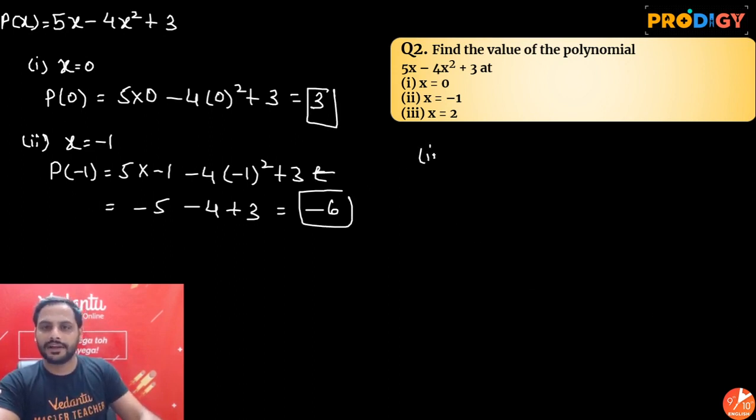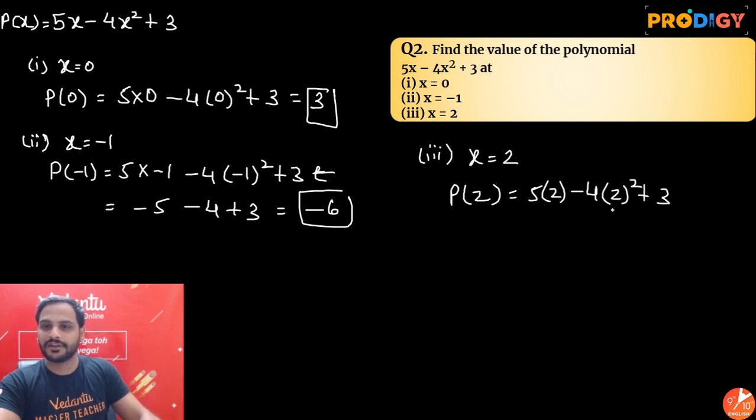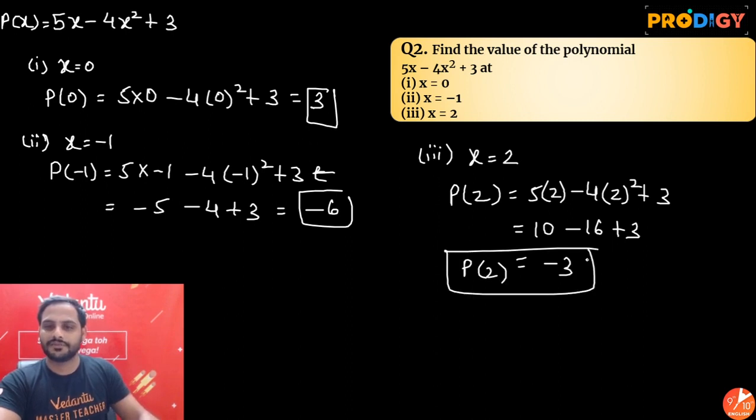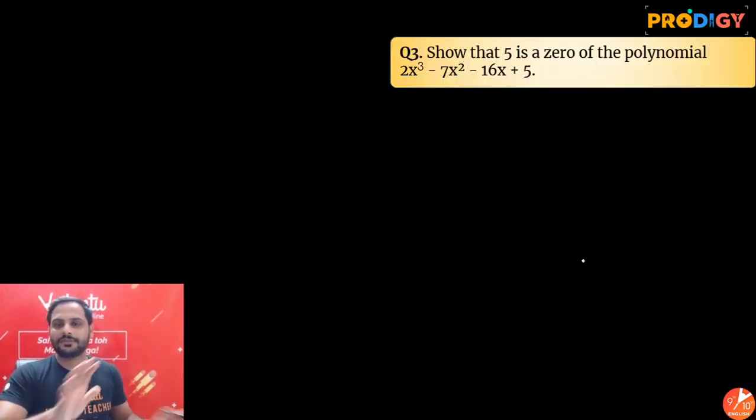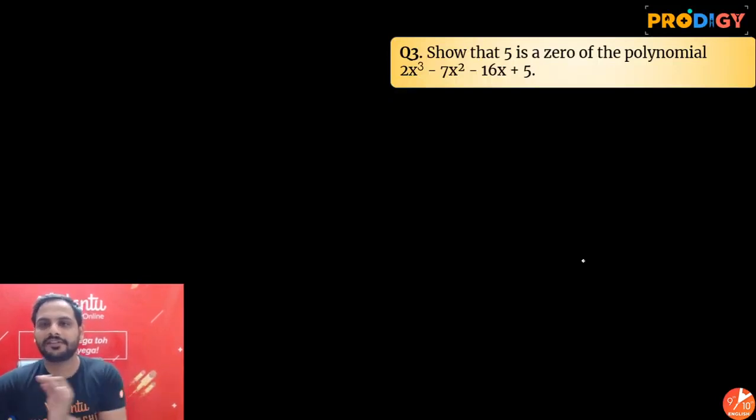Alright, and the third one, x equal to 2. So p of 2 will be equal to 5 into 2 minus 4 into 2 square plus 3. So 5 2s are 10, 2 square is 4 into minus 4 is minus 16 plus 3. So 10 plus 3 is 13 minus 16 is minus 3. So p of 2 is equal to minus 3. The value of the polynomial we have found out. Okay. Next question.